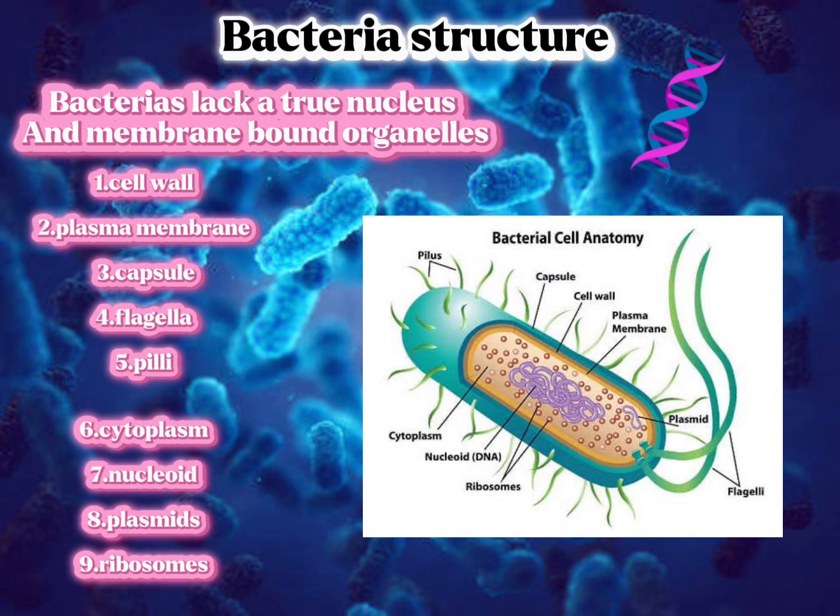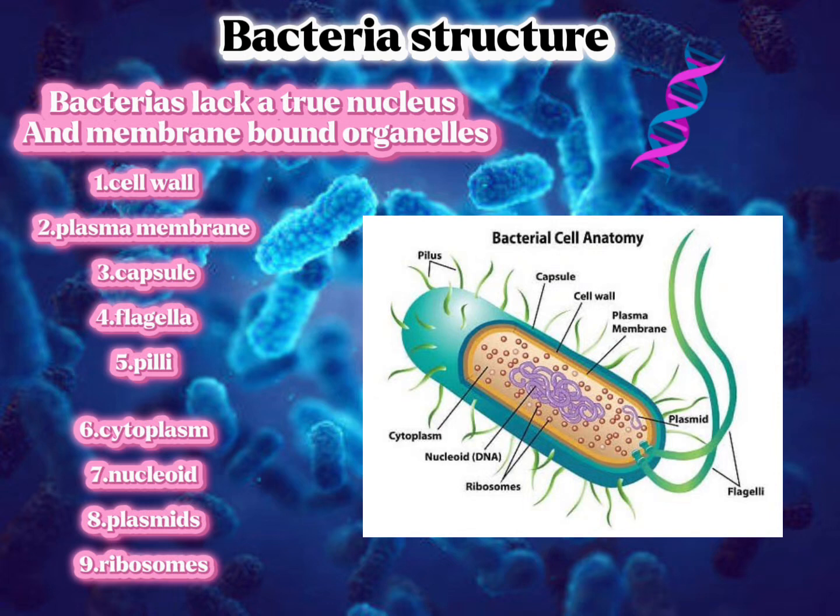First is the cell wall. Cell wall provides shape and also protection. It is made of peptidoglycan in most bacteria. Then we have the plasma membrane. It is a phospholipid bilayer that regulates the movement of substance in and out of the cell.